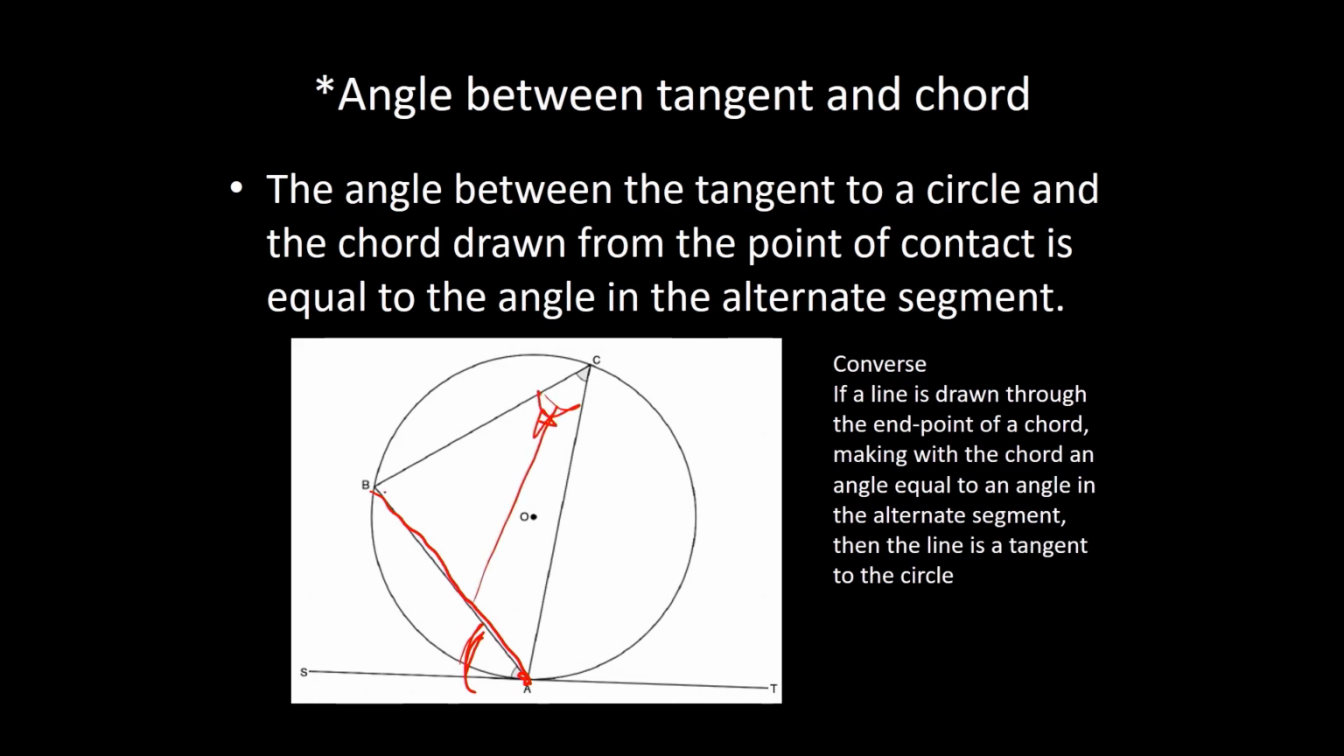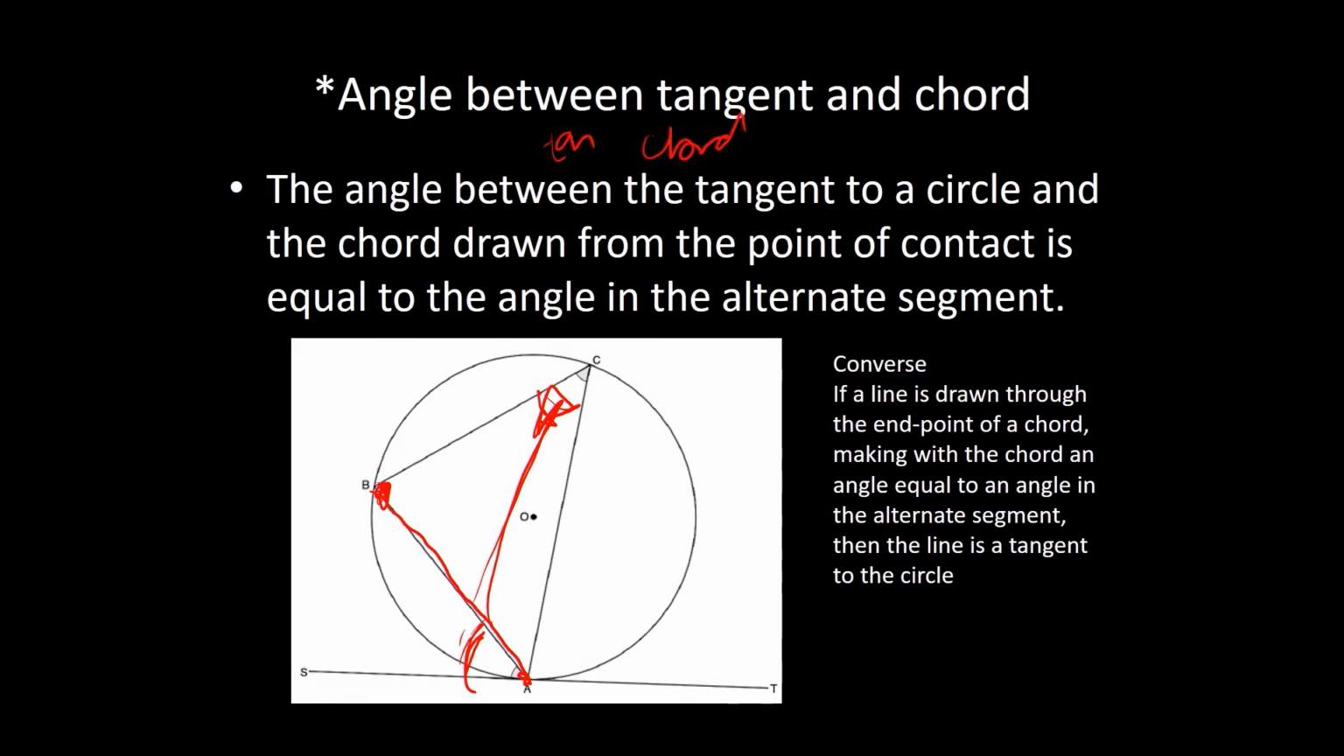So it's not this angle B here. Don't make that mistake, please. It's not the angle in the same segment. It's the angle in the alternate segment that the angle between the tangent and the chord is equal to. So the tan-chord theorem, so when we abbreviate our reasoning, we can say tan-chord theorem.